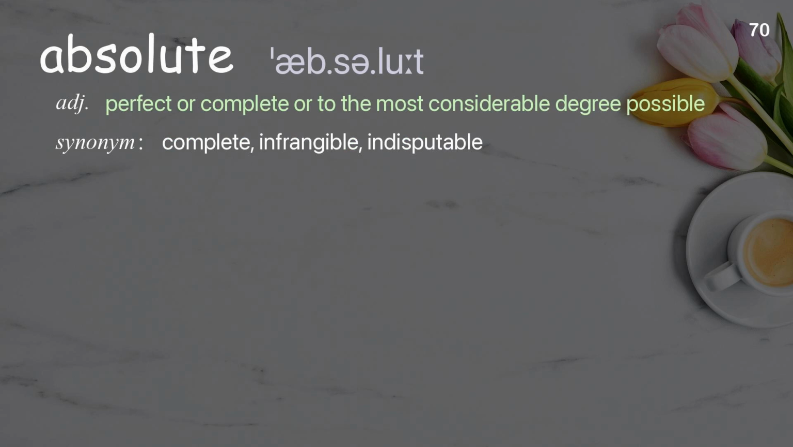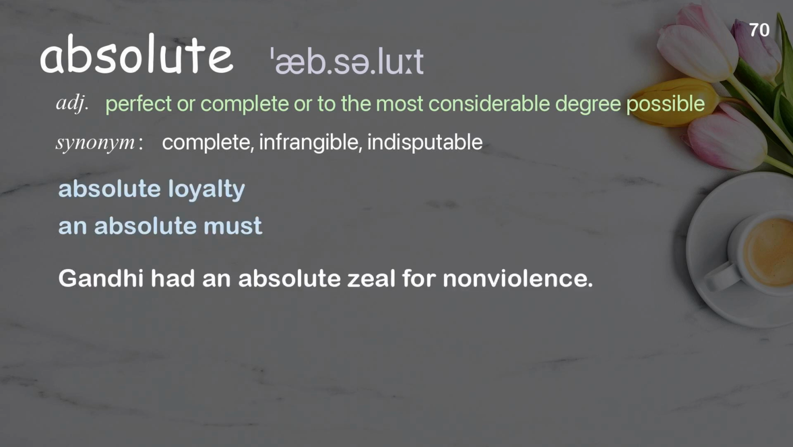Absolute: perfect or complete, or to the most considerable degree possible. Examples: absolute loyalty, an absolute must. Gandhi had an absolute zeal for nonviolence.